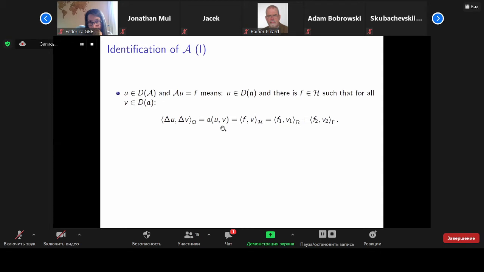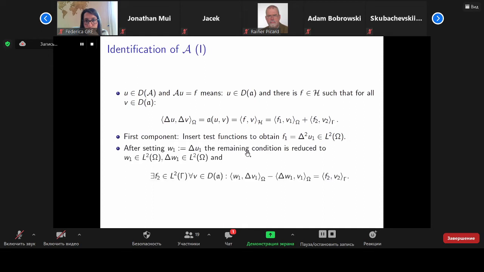So if we plug in some test function, we just see that the second part vanishes. And then we just have the weak definition of the Bi-Laplacian. So we directly obtain F1 is the Bi-Laplacian as we wanted. And now we want to identify the second component. And for this, we have to work a little bit more.